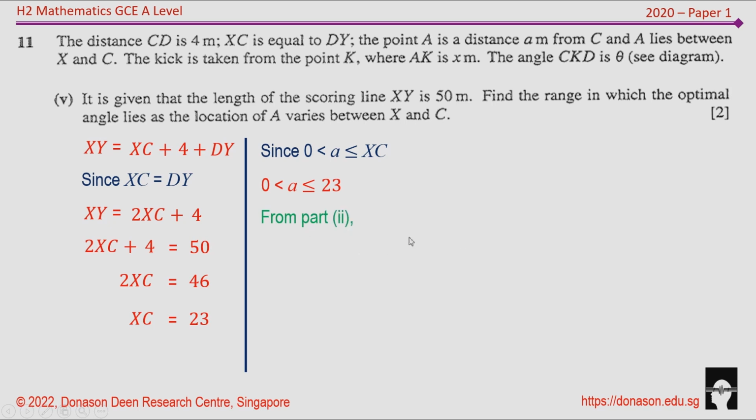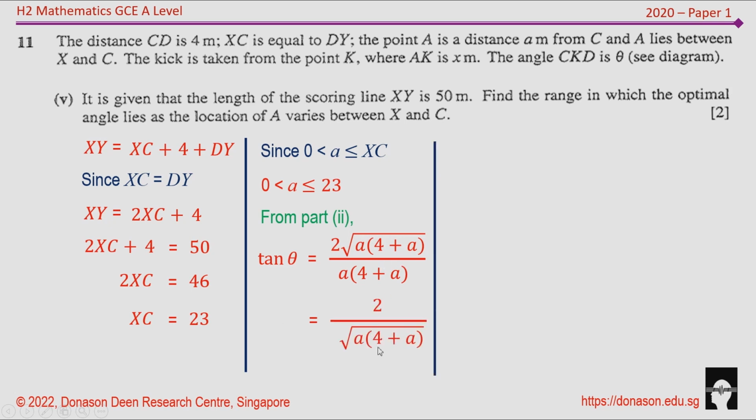So from part 2, we actually made tangent theta in terms of A. There we have it. So what would be the angle? How do I get this? If the value of A, this is 2, 4 plus A over there, if my A was 0, would I end up getting this? No, I would not.